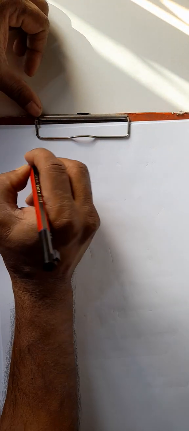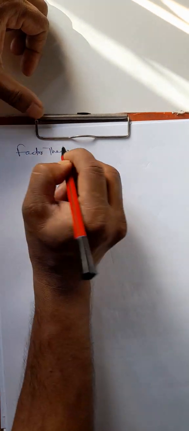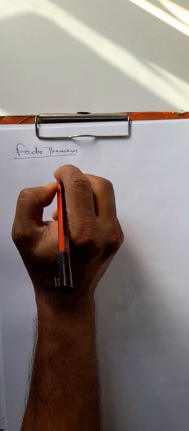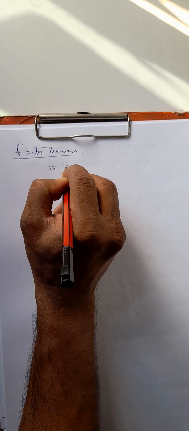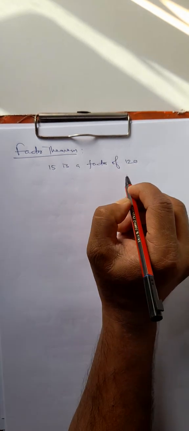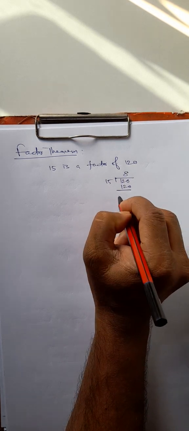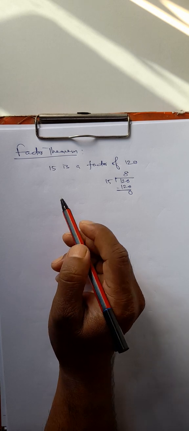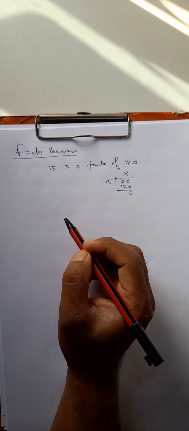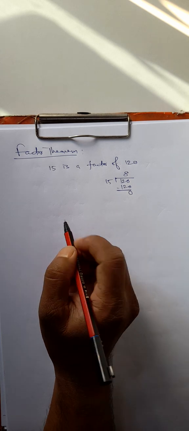Next we will discuss the factor theorem. Now remember one thing, 15 is a factor of 120, right? That means if you divide 120 by 15, 15 times 8 is 120, so the remainder is 0. So if a number is a factor of another number, when you divide, you will find the remainder 0.